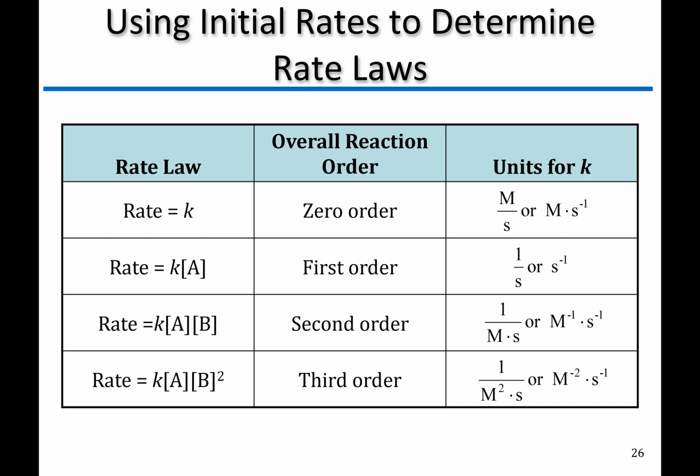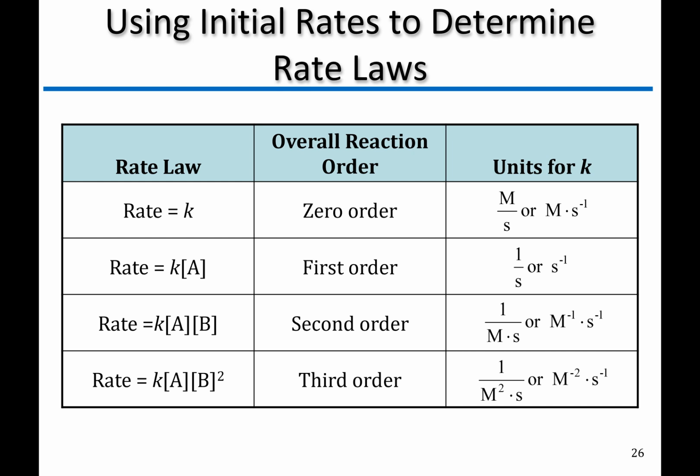Okay, so let's take a look at how some of these may look. If the rate is equal to K, suppose I wanted to know what the order was. Well, that's zero order. Why? Because I don't mention any of my reactants, so their order must be zero.